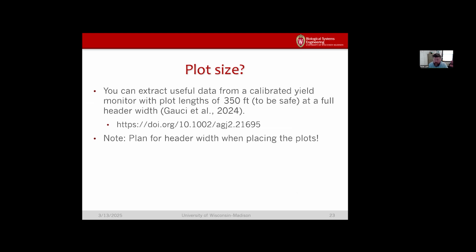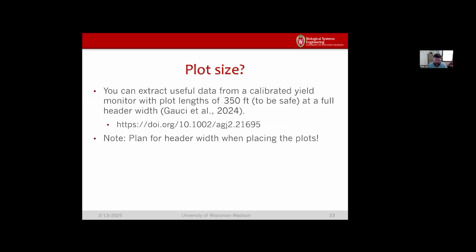And basically, what was said is that for any treatment variation as far as plot goes, you need to have, to be safe, and I say to be safe because you can do less than this, but to make sure that your combine is accommodating that, you need to have your plot length about 350 feet or more to make sure that the impact plate in the combine is reading correctly. So just something to think about. And again, plan for header width when placing the plots as well.